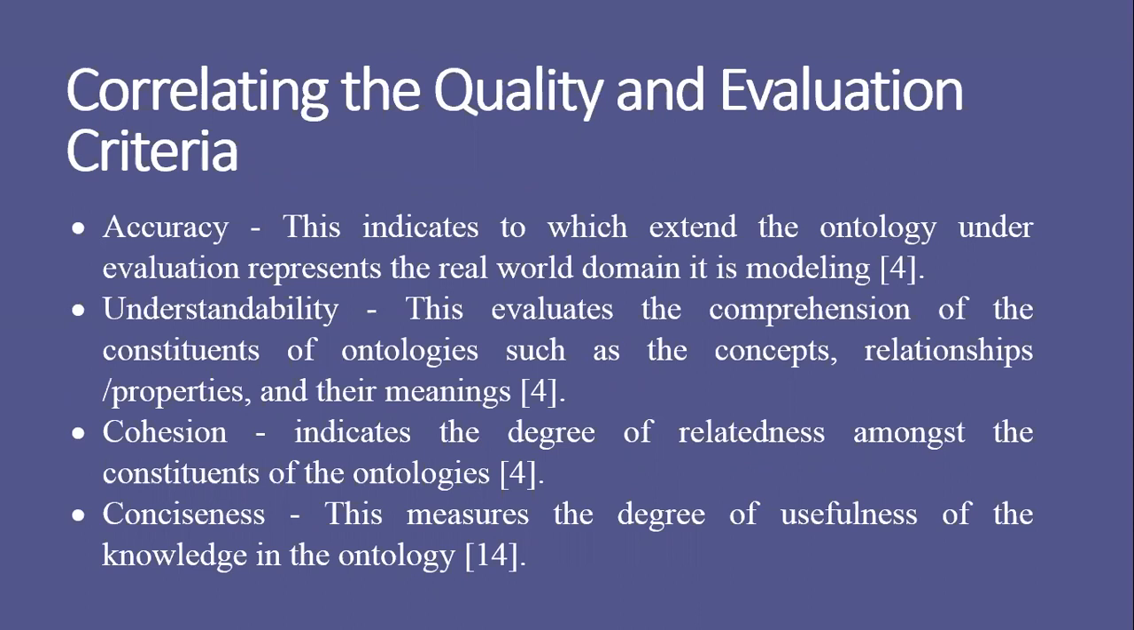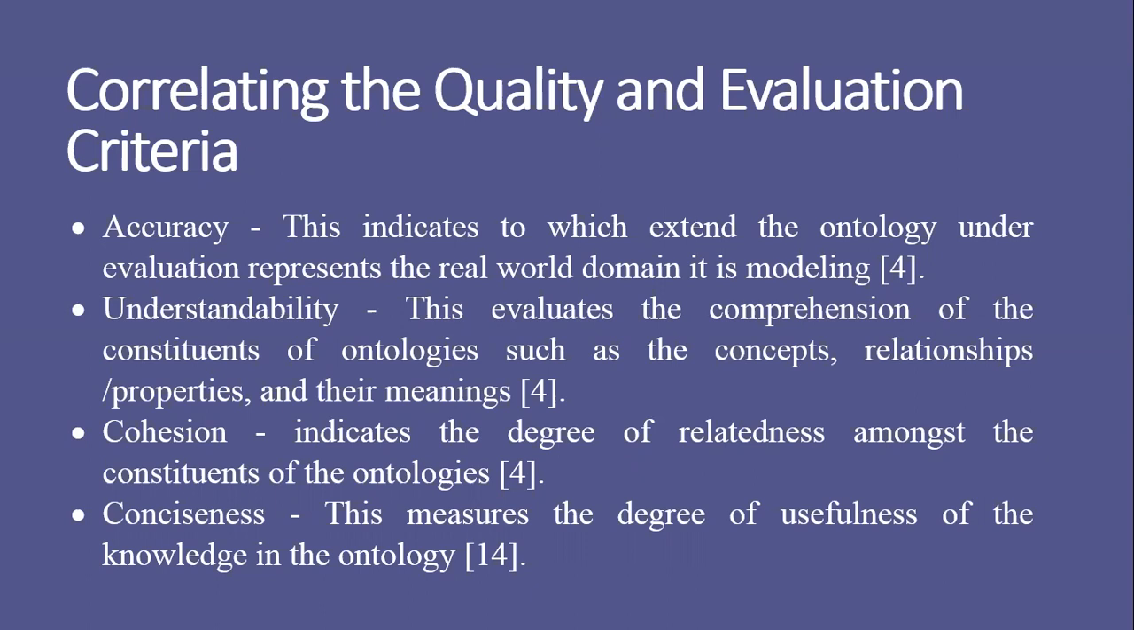Now, the above quality metrics in the OntoMetrics tool correlate with the quality and evaluation criteria or the quality dimensions of ontologies. And these quality dimensions include accuracy, which indicates the extent to which an ontology under evaluation represents the real world domain in its modeling.